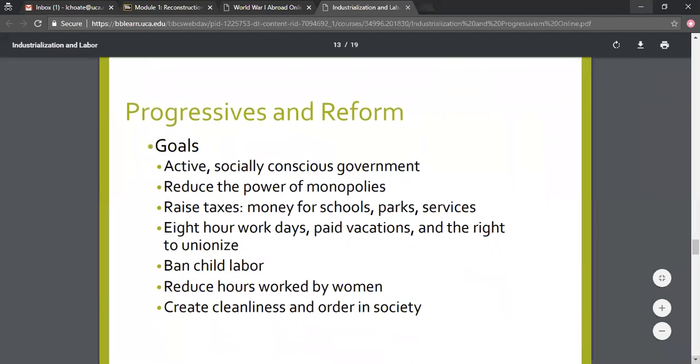I'm not going to go through these goals individually with you because I think they're pretty self-explanatory, and I don't want this lecture to run too long. But look at these goals and kind of get the gist of what these people were doing. They wanted the government to take a more active role. They wanted to reduce the power of monopolies. They wanted taxes for services. They wanted shorter work days. They wanted to ban child labor. Often children as young as 7 or 8 were working in factories.